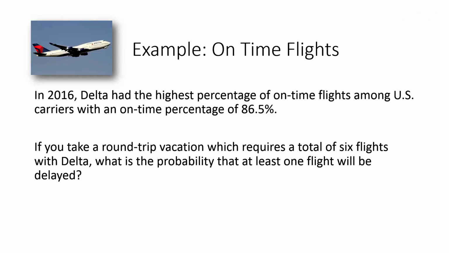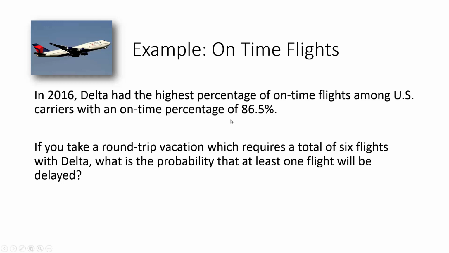So in 2016, Delta Airlines had the highest percentage of on-time flights among U.S. carriers, and the percent of the time they were on time was 86.5%, so pretty good. So what I want to know is, let's suppose you take a round-trip vacation, and on this vacation you have to take 6 flights. So if you have to take 6 flights, what's the probability that at least one flight is going to be delayed, right?